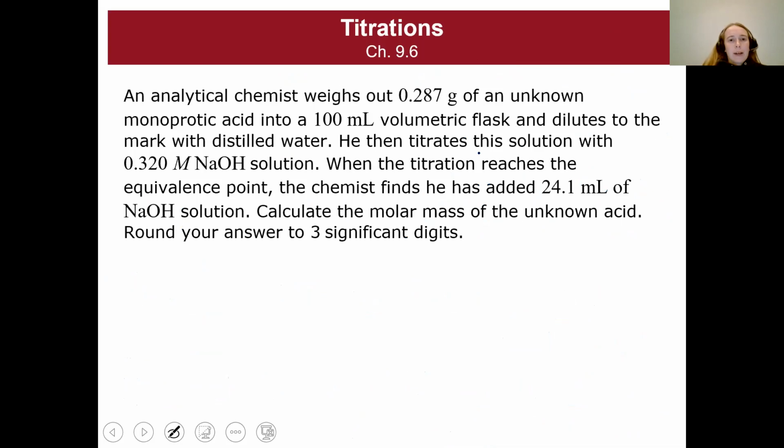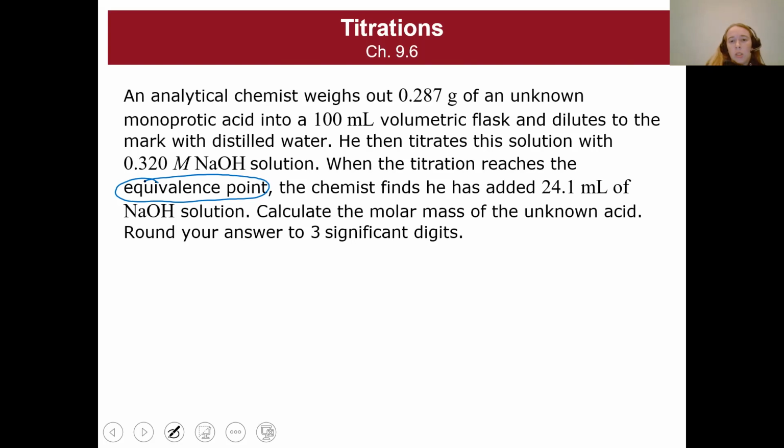All right, now we're going to do a different titration. So an analytical chemist weighs out 0.287 grams of an unknown monoprotic acid into a 100 milliliter volumetric flask and dilutes it to the mark with distilled water. Then titrates this solution with 0.320 molar sodium hydroxide solution. The titration reaches the equivalence point, and the chemist finds he has added 24.1 milliliters of NaOH solution. Calculate the molar mass of the unknown acid.